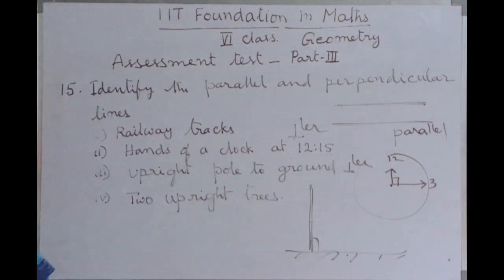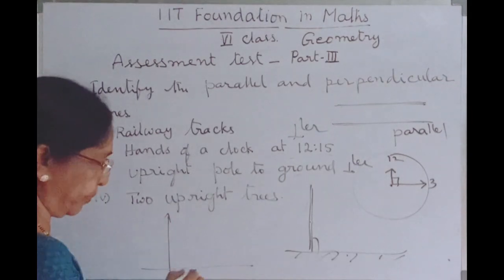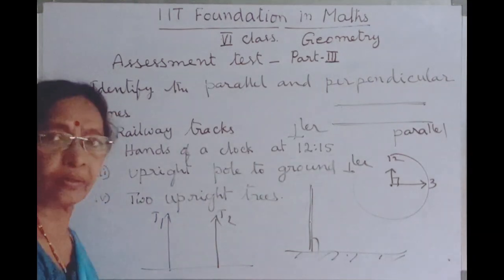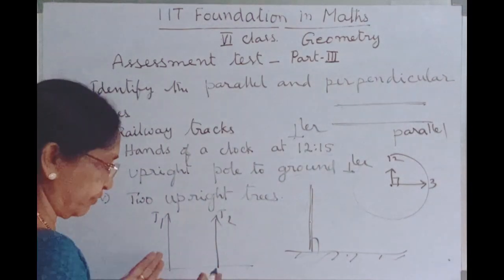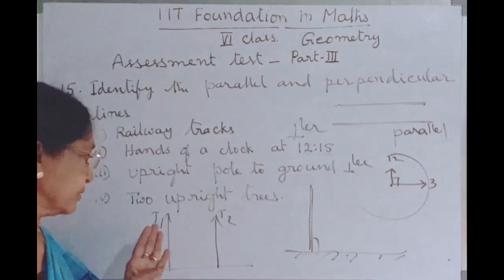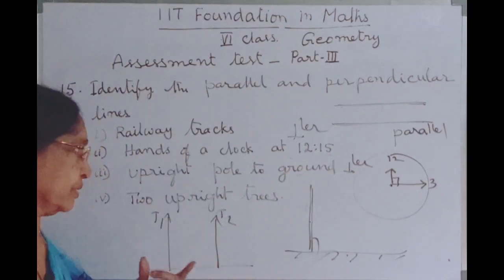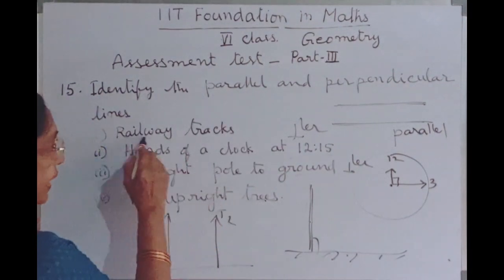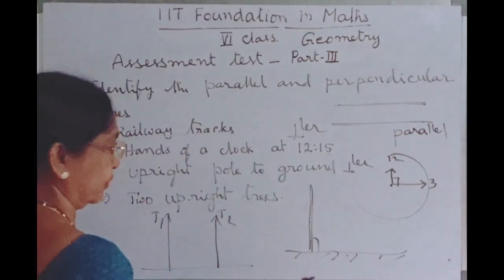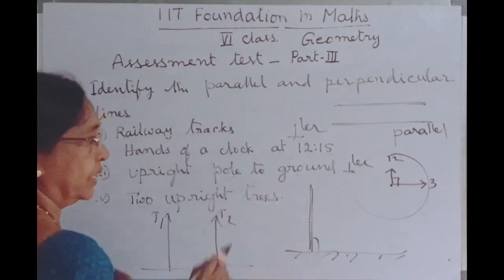Next, two upright trees. Two trees are exactly straight upright to the ground, T1 and T2. So these two are perpendicular to the ground. Therefore, these two are parallel to each other. So upright trees to the ground are parallel to each other. Therefore, railway tracks are parallel to each other, hands of clock at 12:15 are perpendicular to each other, and upright pole to ground is perpendicular to the ground.